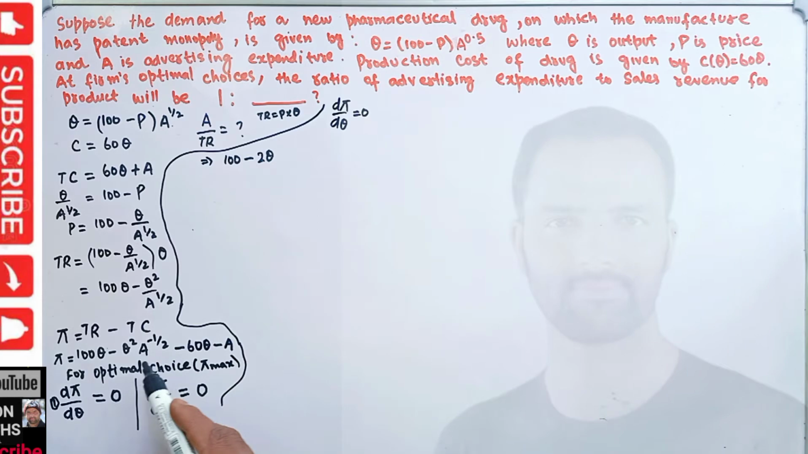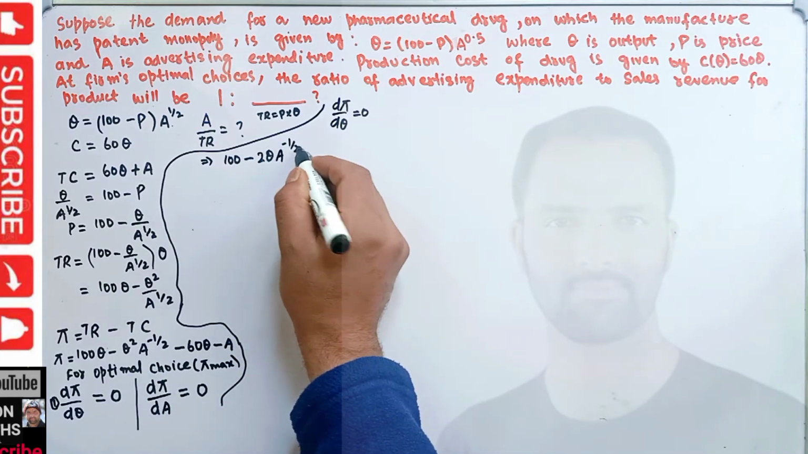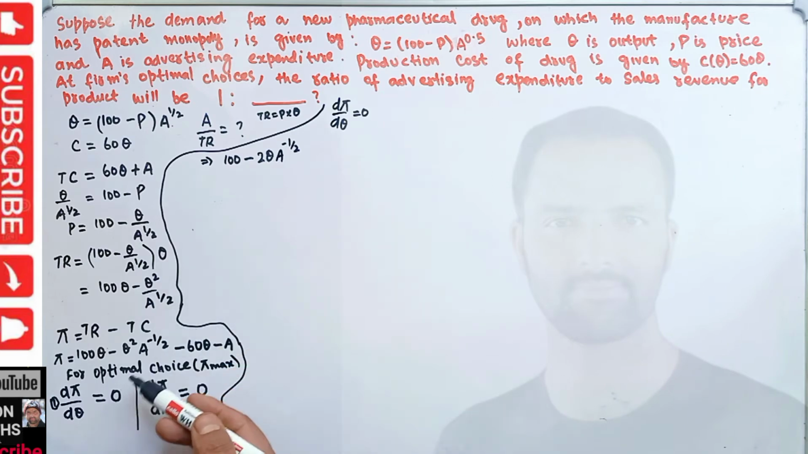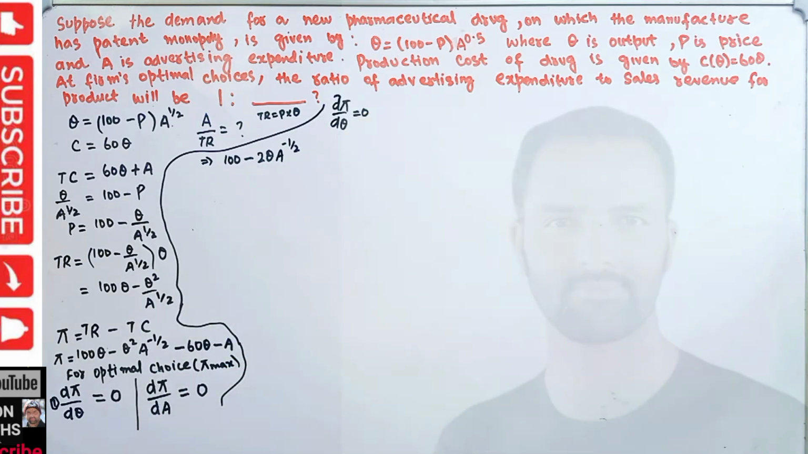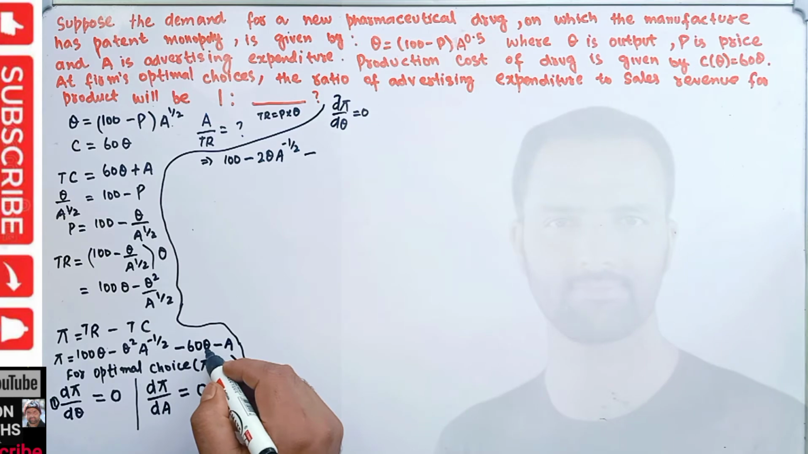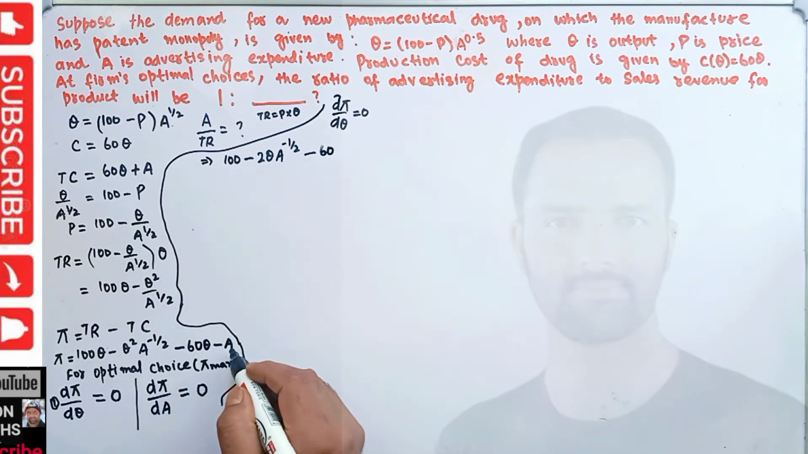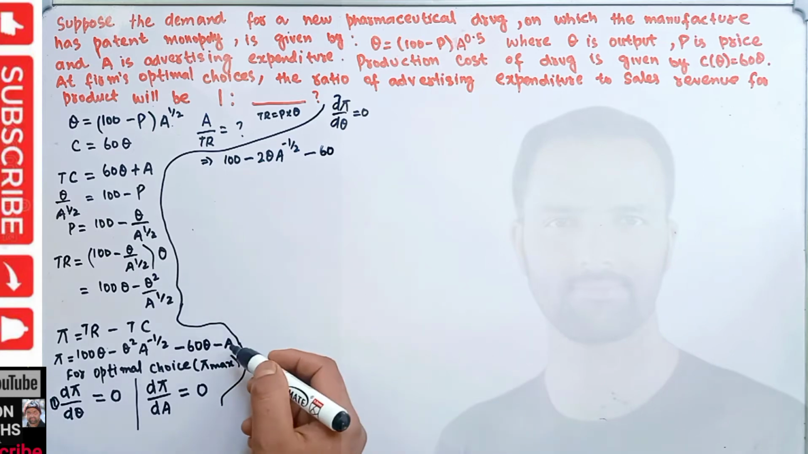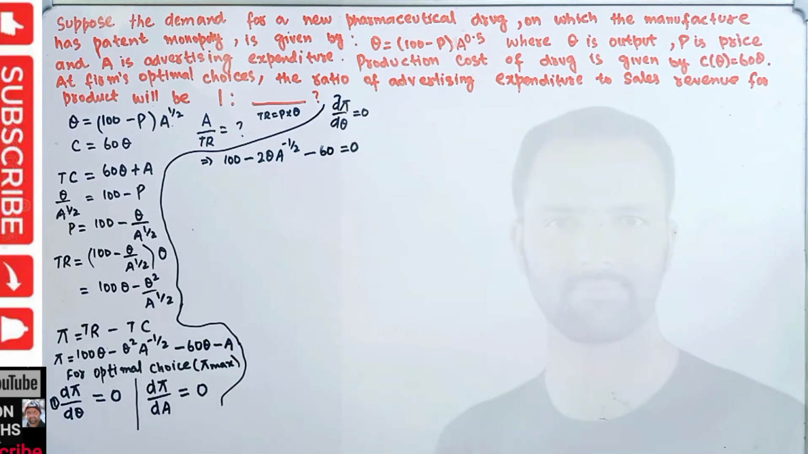Okay, and we have a to the power minus 1 by 2 because we are partially differentiating with respect to q here. Okay, so let me write the partial derivative sign properly here. Minus, we have the derivative of q will be 1, so we are left with 60, and the derivative of a will be 0 because we are differentiating with respect to q here. Okay, and set it equal to 0.